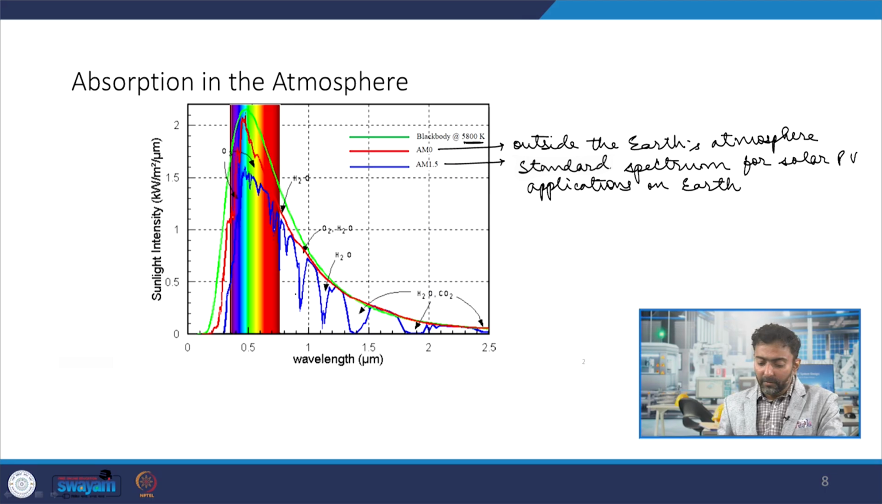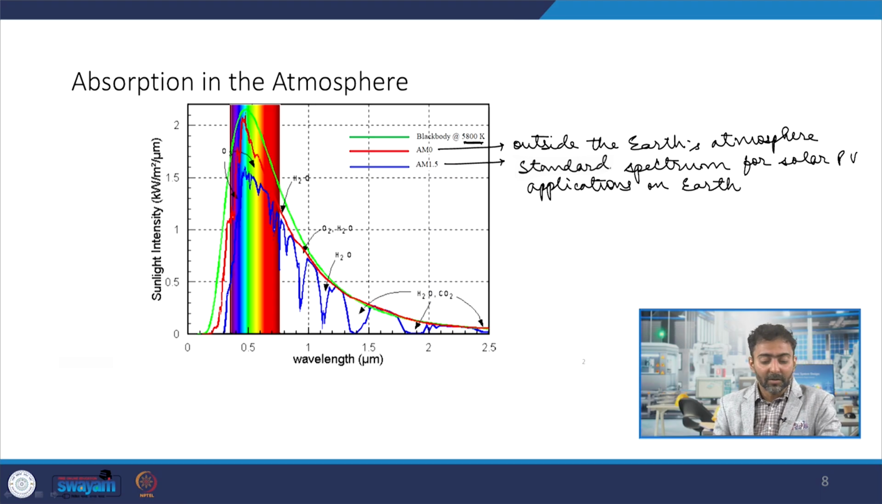And that reminds me, in one of the classes when I was teaching this course, one of the students asked a very interesting question: if the black body at 5800 Kelvin is given by that green curve and we are saying AM0 is just outside the Earth's atmosphere, then why are these two different? Because we don't have anything between the Earth and the Sun. There is no atmosphere, there are no gases, there are no particles, it is just complete vacuum. So there is nothing to absorb the radiation, nothing to scatter the radiation. Then how come the green curve and the red curve are not exactly the same?